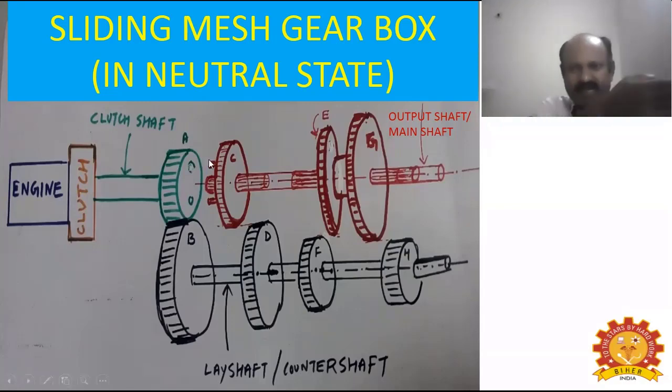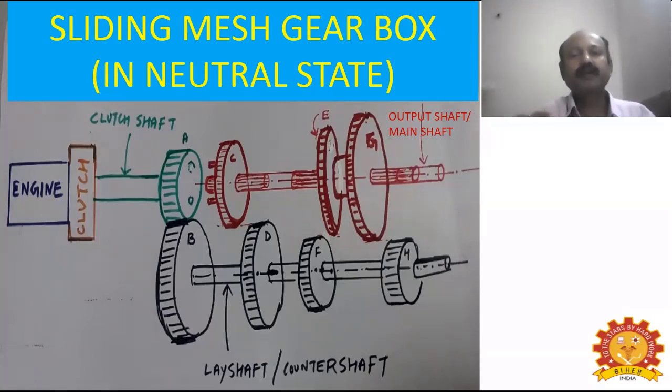When you are sliding, the gears available on the main shaft, right side or left side, will come and touch any of the gears available on the lay shaft. When it meshes with any of the gears of the lay shaft, then only power will be transmitted.